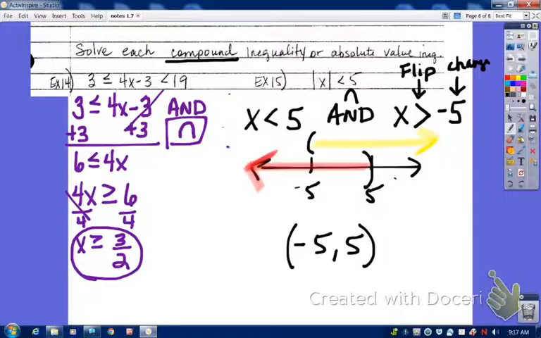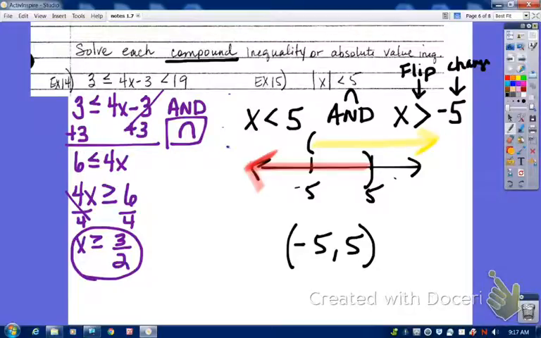So pick a number in between negative 5 and 5. Negative 4. So if you plug that back into the original problem, is the absolute value of negative 4 going to be less than 5? Yes, because the absolute value of negative 4 is 4, and 4 is less than 5. Pick another number in your interval. 2. Is the absolute value of 2 less than 5? So any number between negative 5 and positive 5 would be a solution to your original problem.